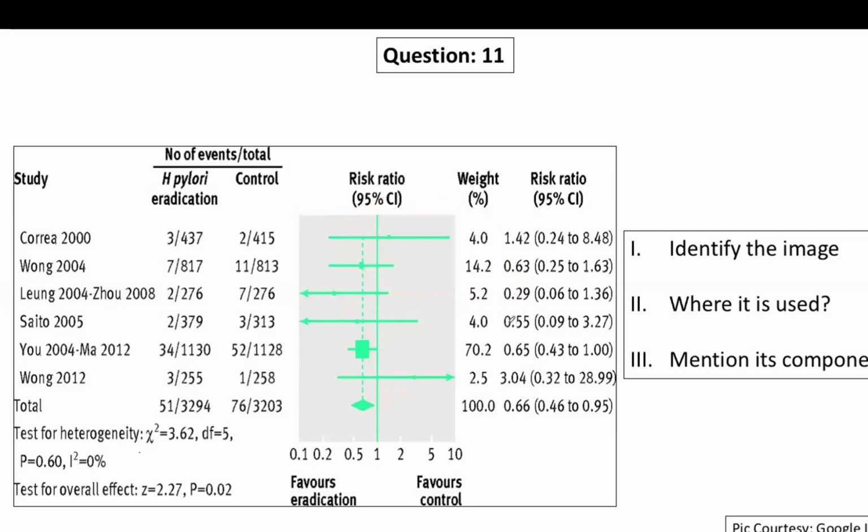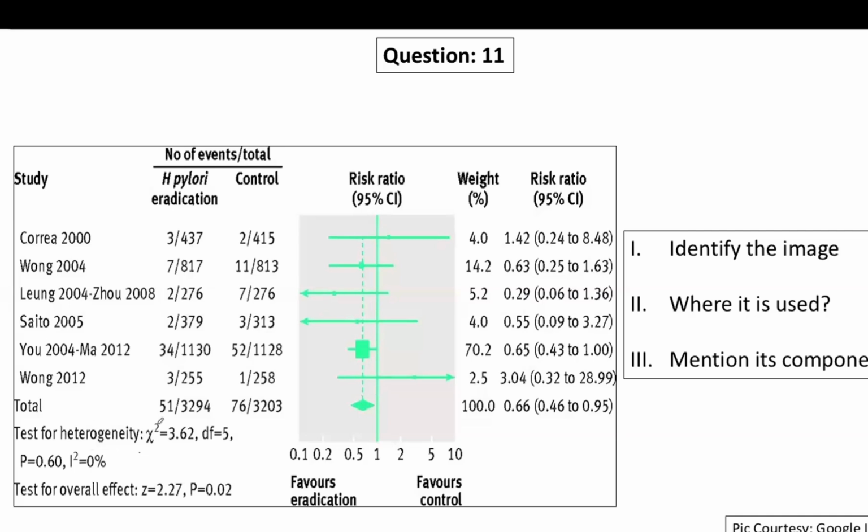Okay, and on the right hand side you have the weight. That depicts the individual weightage that the individual trials have got in this meta-analysis. And on the right side we have the risk ratio and odds ratio. This is the value, and this represents the 95% confidence interval. On the below side we have got the diamond, which represents the overall effect of the study. Okay, the ends of the diamond represent the confidence interval of the overall study.